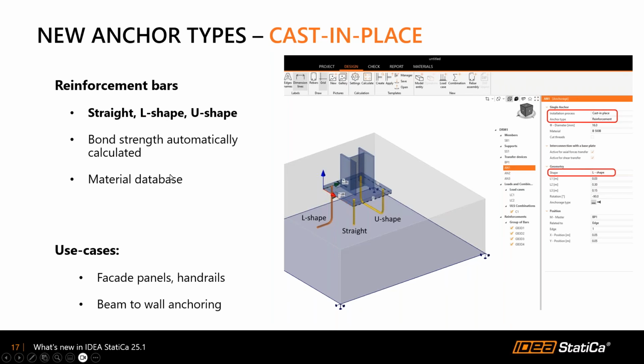So I think it's very good to mention what use cases you can design. Some facade panels, handrails, or beam to wall anchorings that are just suitable and fitting use cases for cast in place process and reinforcement bars.